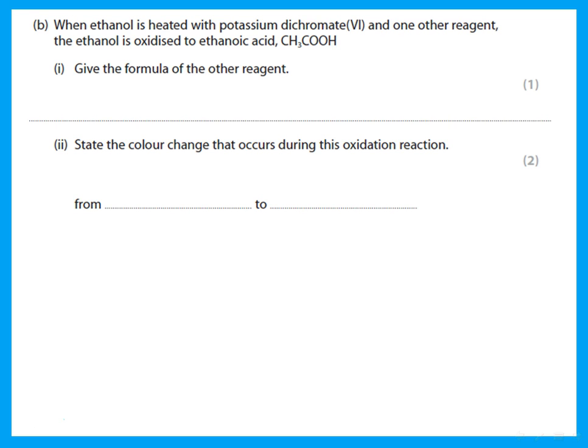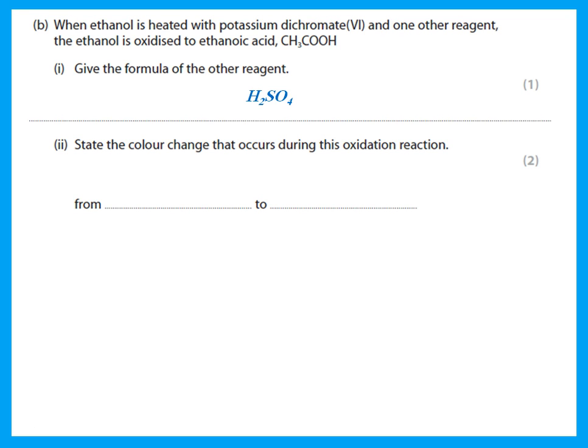When ethanol is heated with potassium dichromate and one other reagent, the ethanol is oxidized to ethanoic acid. So he's trying to oxidize ethanol to ethanoic acid. We should add potassium dichromate and what? Potassium dichromate and sulfuric acid. And please, he's saying give the formula, so you have to write the formula.